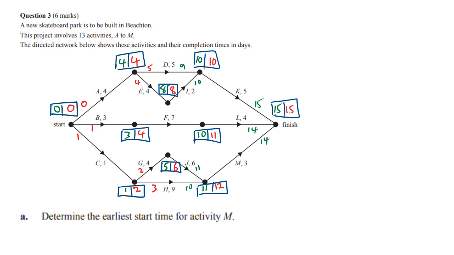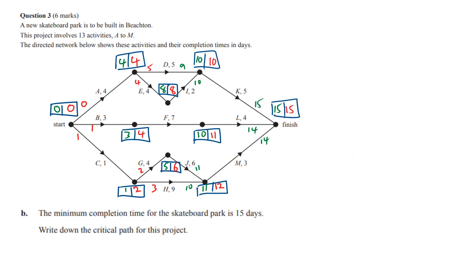All right, determine the earliest start time for activity M. This is M, that's its green box for earliest starting time, so the answer must be 11 days. It did say days up here. It says the minimum completion time, that's critical path analysis, is 15 days. We got 15, so that's all good. And now it says write down the critical path for this project. So here's all my numbers that are the same.